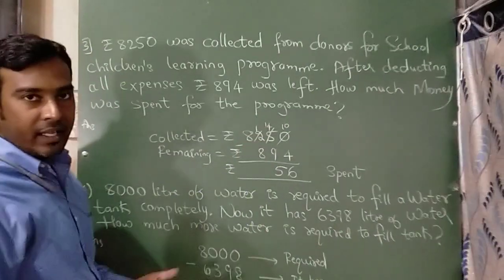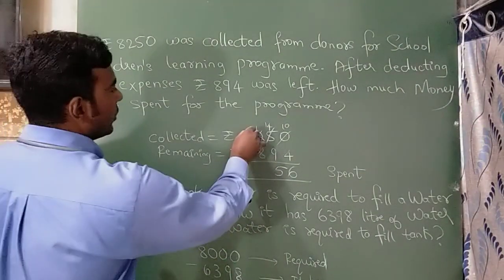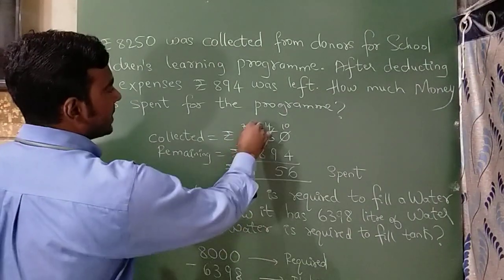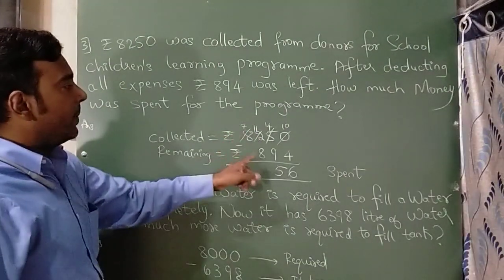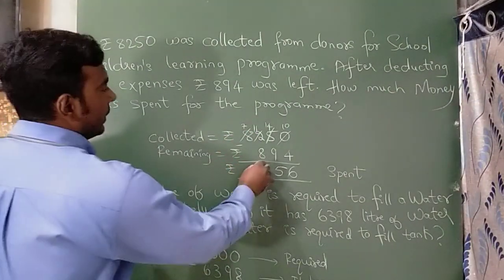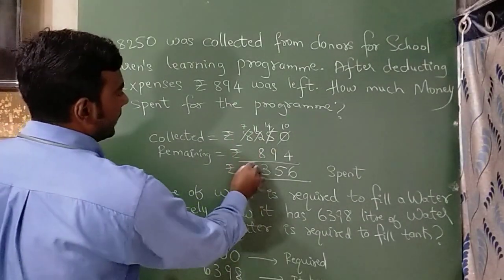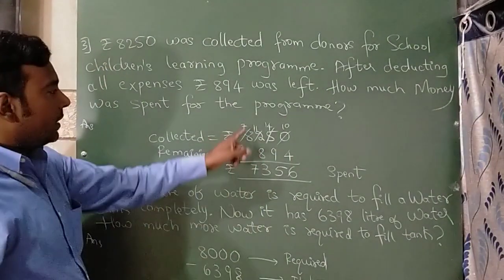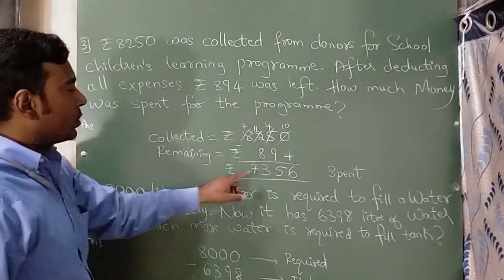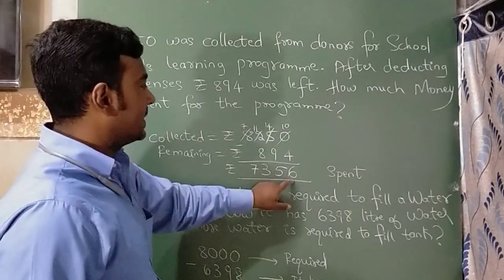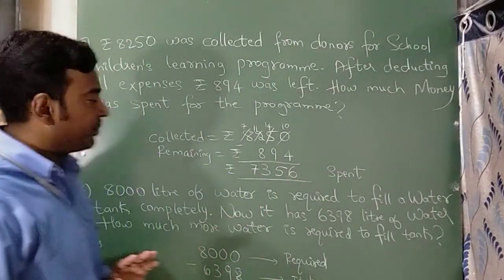1 minus 8, again it cannot be subtracted. So I am going to borrow from here. So this will become 7, this will become 11. So 11 minus 8, it will become 3. And the 7 is remaining here. Fine. So 7356 rupees was spent.